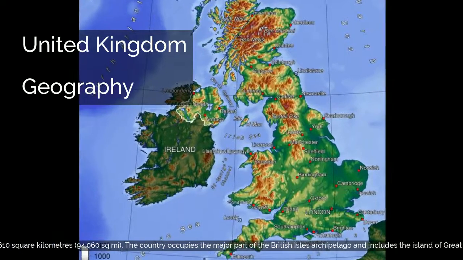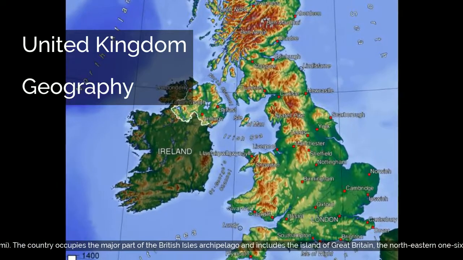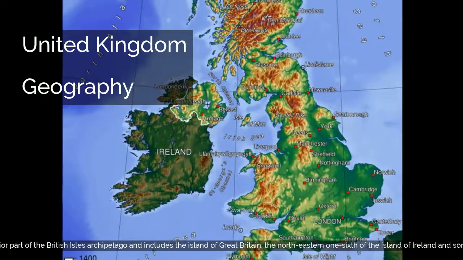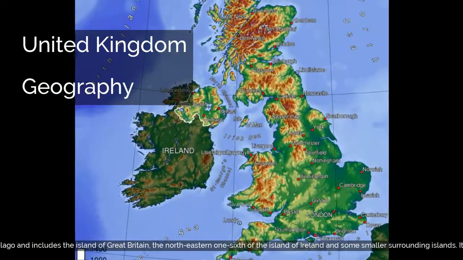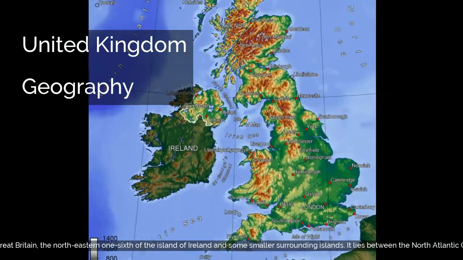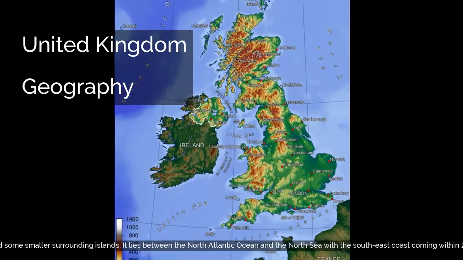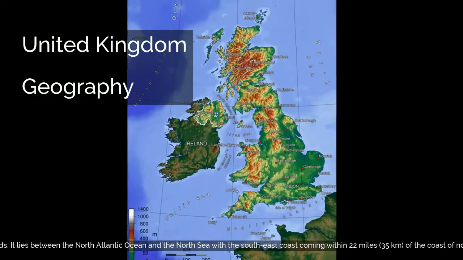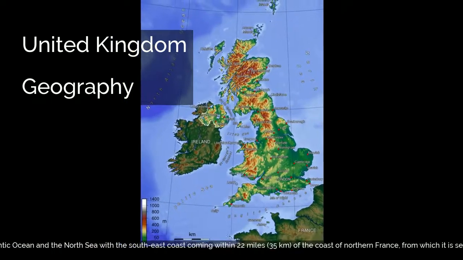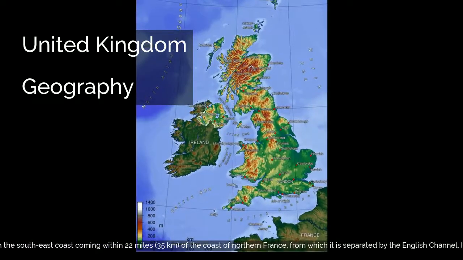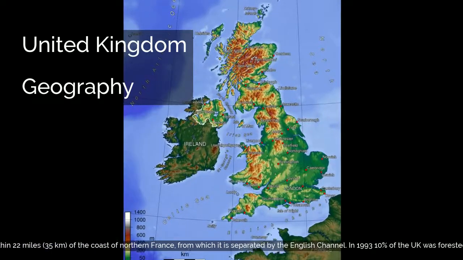The country occupies the major part of the British Isles archipelago and includes the island of Great Britain, the northeastern one-sixth of the island of Ireland and some smaller surrounding islands. It lies between the North Atlantic Ocean and the North Sea, with the southeast coast coming within 22 miles, 35 kilometers, of the coast of northern France, from which it is separated by the English Channel.